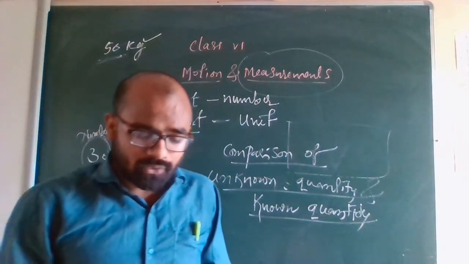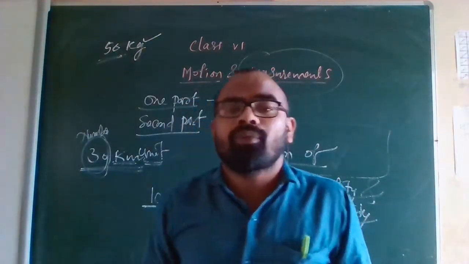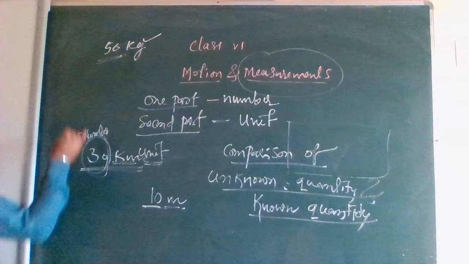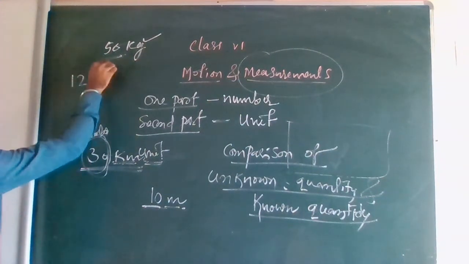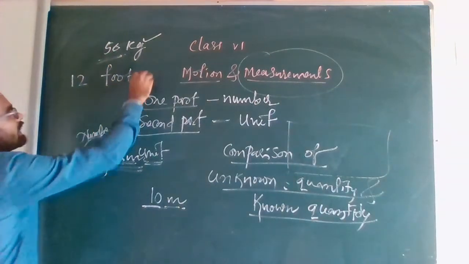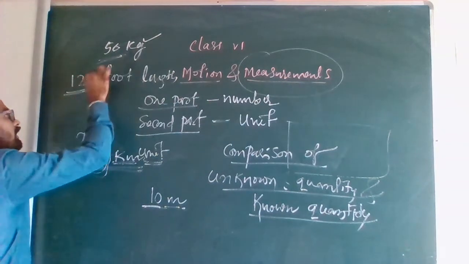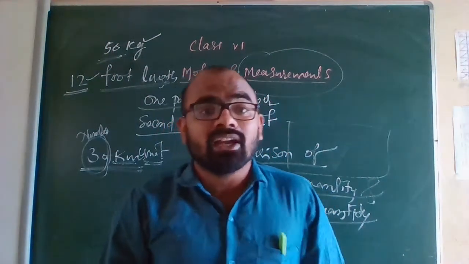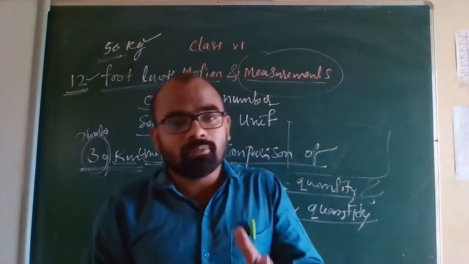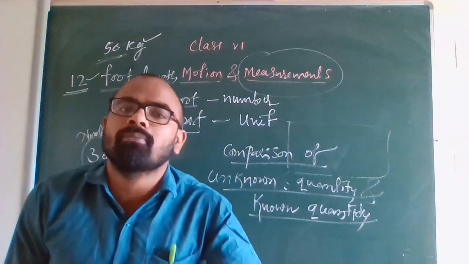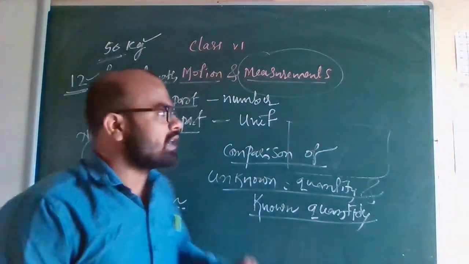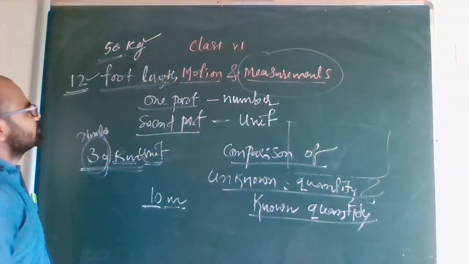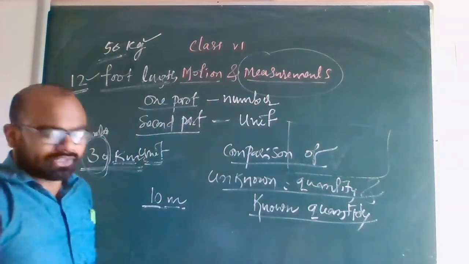Okay, if you found when you measured the classroom that it is 12 foot lengths, then what we have to say is 12 is a number and foot length is the unit. Isn't it? 12 is a number, foot length is a unit. So in a measurement there will be a number first and after that a unit. That unit is foot length here. So we have come across this: one part is number, the second part is unit.